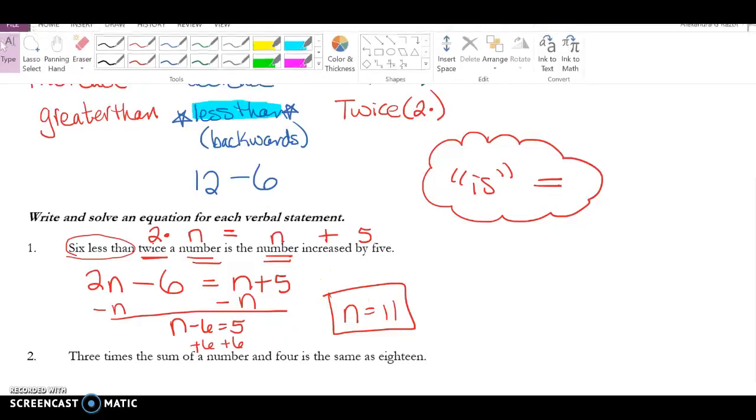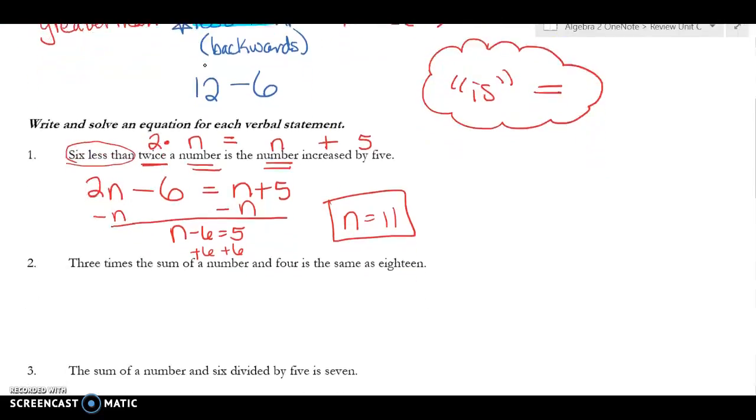All right, I'm going to switch colors so the red's not overpowering every problem. So for the next one, it says 3 times the sum. Sum, I want you to put parentheses. So it's the sum, and the actual plus sign goes where the word "and" is, because remember I said sum's one of those. So it's a number. This time I'm going to use x. And 4 is the same as, that's a big equal sign, 18. If you don't write parentheses for this one, you will not distribute, and this problem requires distributing.